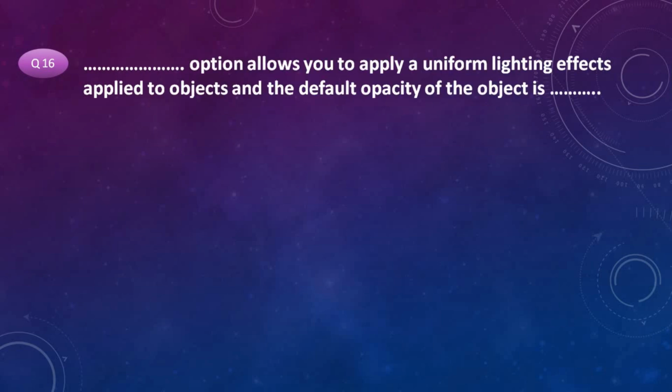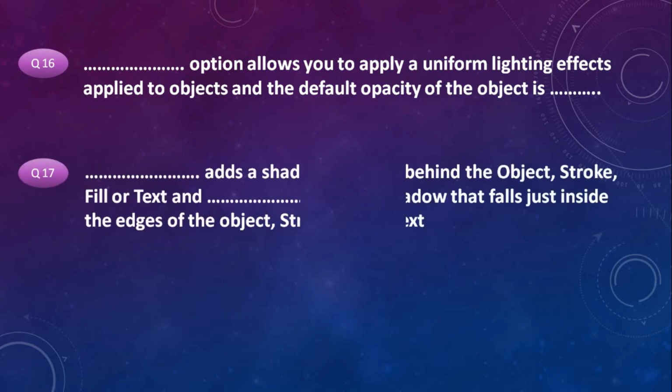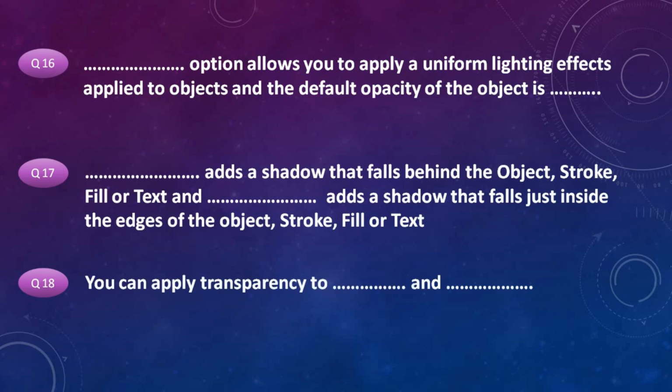Next question. Dash option allows you to apply a uniform lighting effect applied to objects, and the default opacity of object is dash. Dash adds a shadow that falls behind the object, stroke, fill or text, and dash adds a shadow that falls just inside the edge of the object, stroke, fill or text. You can apply transparency to dash and dash.